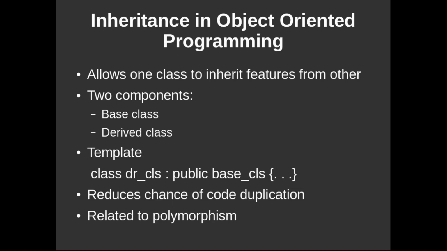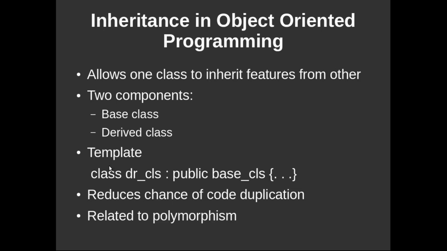While talking about inheritance, we need to be mindful of two main components of it. One component is the base class, or the class whose properties are inherited from, and the other one is the derived class, the class which inherits the properties.